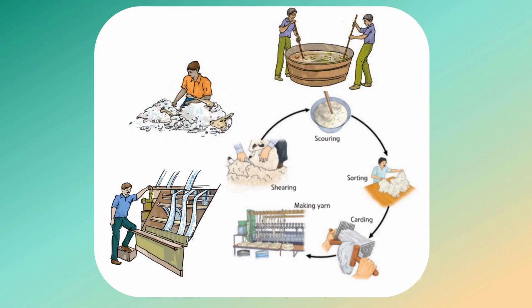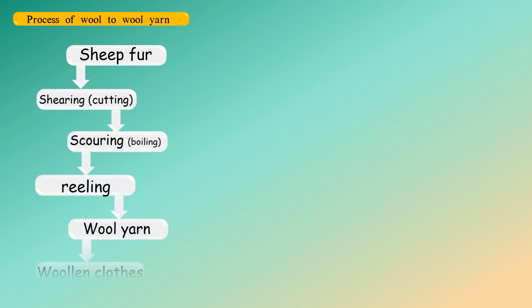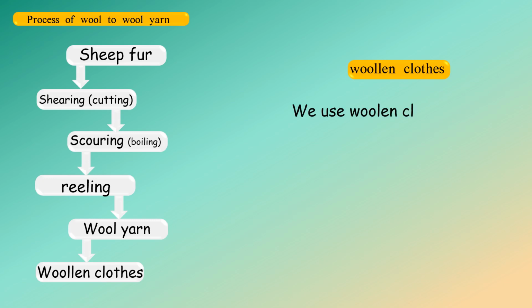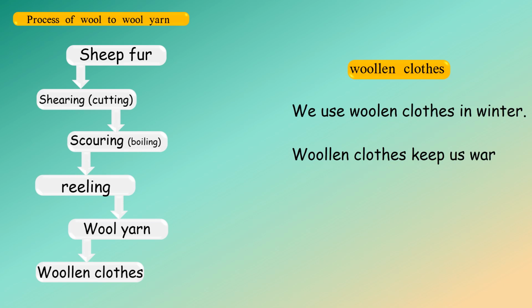Now you see here how wool is collected in different stages. First is shearing from the sheep or goat, then washing or boiling, then sorting and carding, to make yarn in the factory. Using this yarn, we make woolen clothes. Process of wool to wool yarn: sheep fur is cut, boiled, and reeled in the factories to make wool yarn. Using this wool yarn, we make woolen clothes. We use woolen clothes in winter. Woolen clothes keep us warm, so we use them in winter.